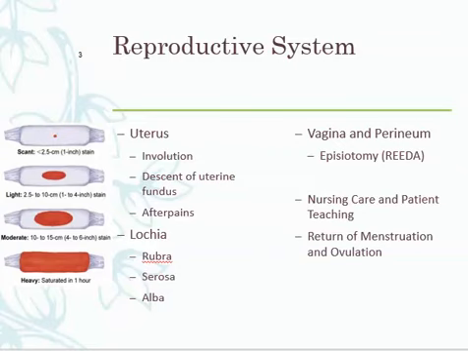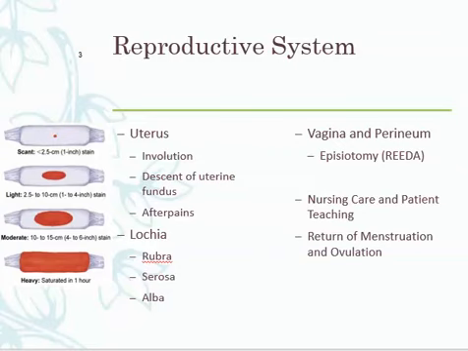So the normal involution or descent of the uterine fundus is that the fundus is typically found at the umbilicus, right immediately after birth, or maybe a centimeter above. So at or above or below a centimeter is what we're looking at for the umbilicus. It should be in the middle, midline, right at the umbilicus, and it should be firm. It should feel kind of like the firmness of a fist or a grapefruit, and it should not feel boggy. Boggy is the term we use to describe it when it feels kind of squishy and soft.